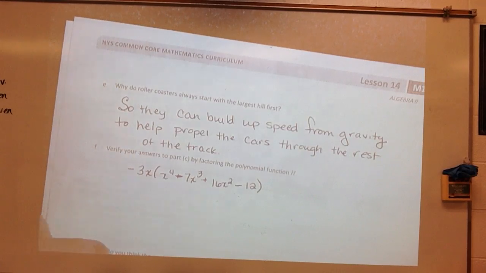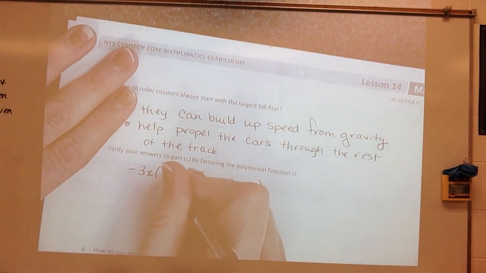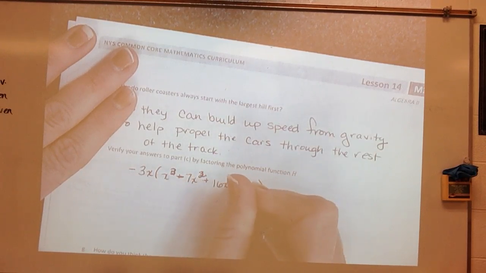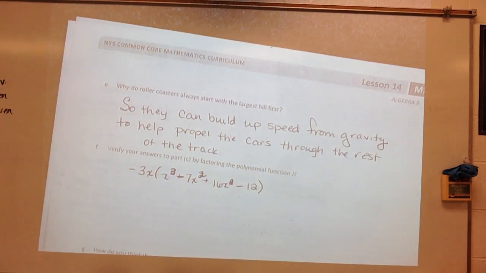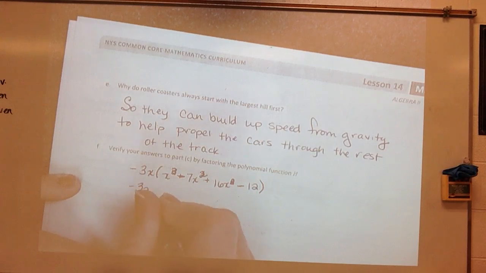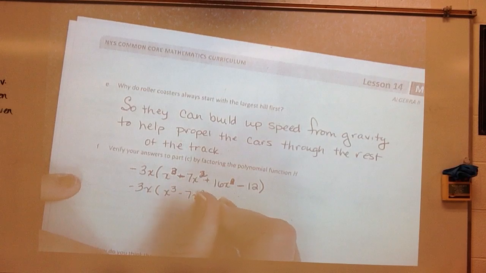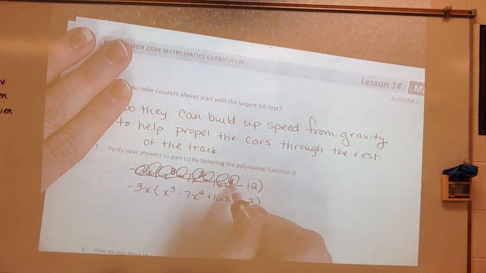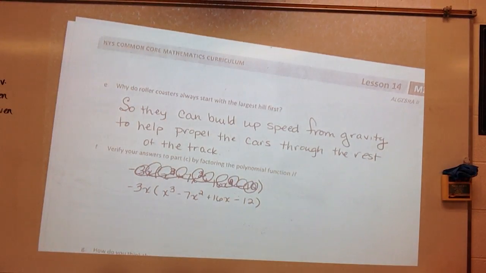And I actually did not take out my x. So this would be x to the third. This would be x squared. And this is just going to be x. So it should look like this. Let me rewrite that. I just factored out my 3. I forgot my x to factor it out.